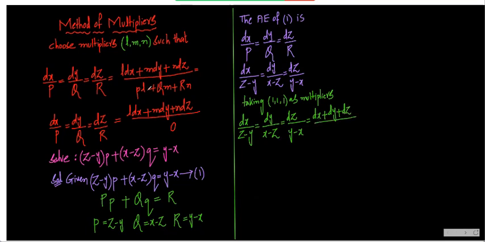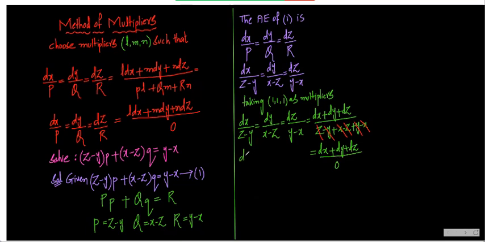The denominator is PL plus QM plus RN. P is this one. Our P value is z minus y, into L is 1, plus x minus z into M is 1, plus y minus x into N is 1. Now if you take these type of multipliers, you can see this plus x minus x, this plus y minus y, this plus z minus z, cancel out. So then our fourth term is dx plus dy plus dz. It has become easily 0.